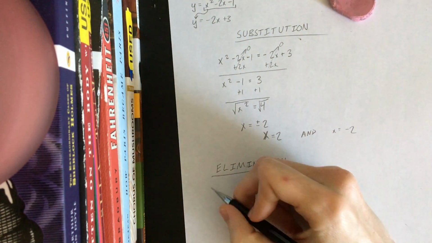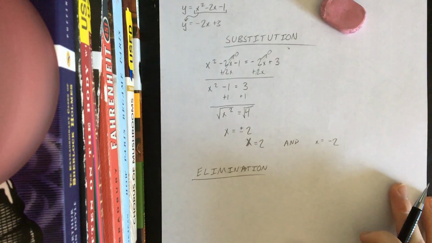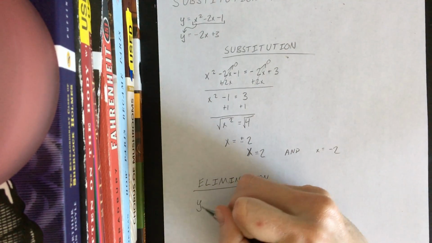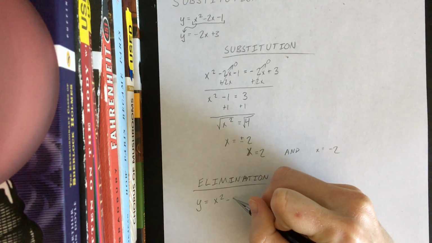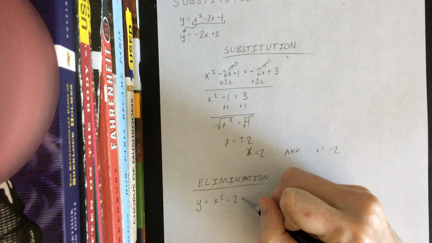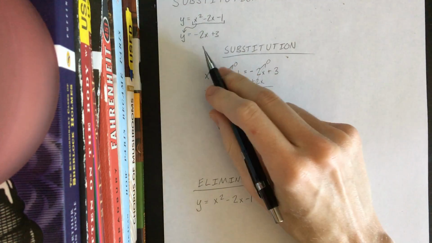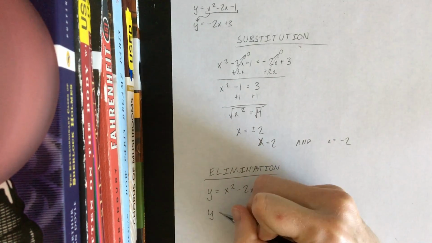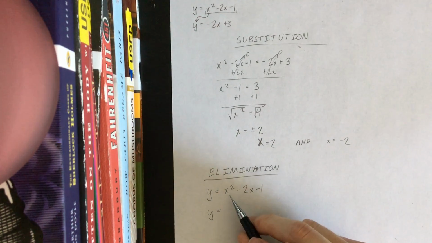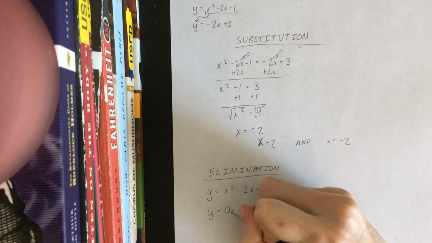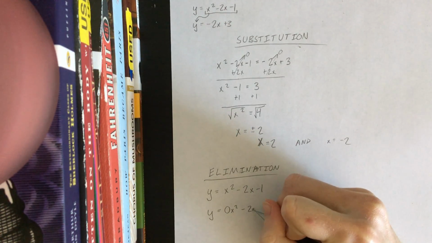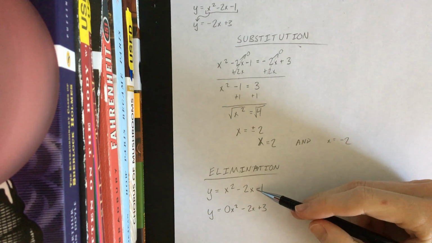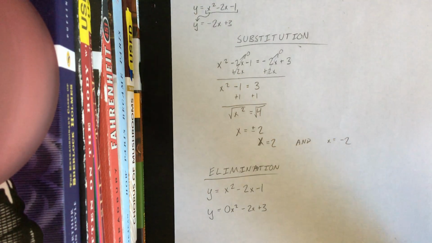Okay, so elimination. What we're going to do, and this is important, is we need a placeholder. You'll see what I mean in a second. So I'll write down the equations. y equals x squared minus 2x minus 1. And for the second one, y equals negative 2x plus 3. But we're not going to write that. We're going to keep a placeholder in for the x squared spot. So we're going to say 0x squared minus 2x plus 3. Now you see everything lines up nicely. We have the same power of terms in each spot.